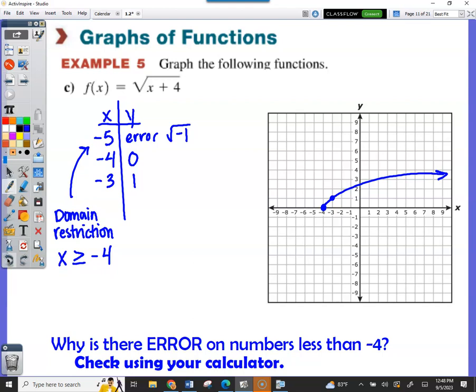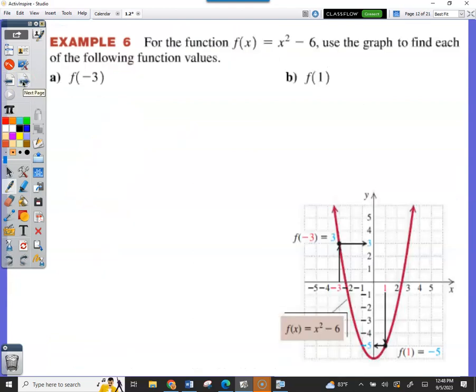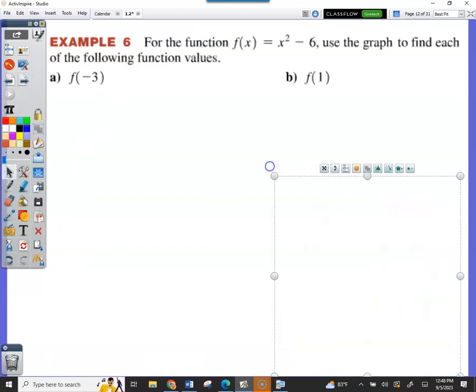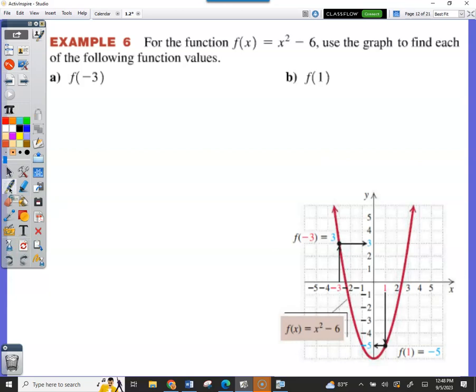Okay, next slide. For the function x² - 6, use the graph to find the function values. Hide that. Is it on yours? It is on yours. Okay, never mind. I'll leave it there. Okay, so if I gave you the graph, imagine the helpful arrows were not here. Like, imagine you just had the curve.